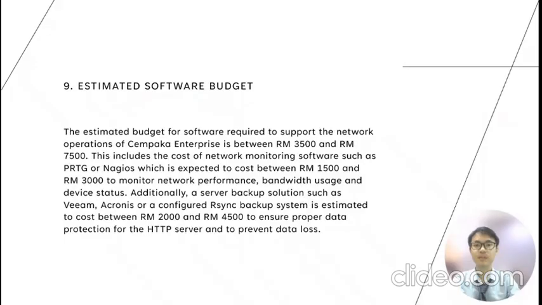Estimated software budget. The estimated budget for software required to support the network operations of Chempaka Enterprise is between 3,500 ringgit and 7,500 ringgit. This includes the cost of network monitoring software such as PRTG or Nagios, which is expected to cost between 1,500 ringgit and 3,000 ringgit to monitor network performance, bandwidth usage, and device status.